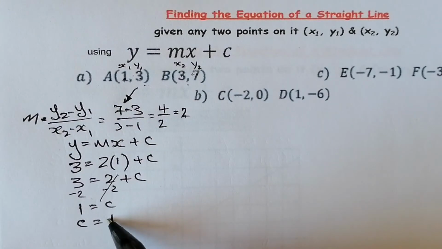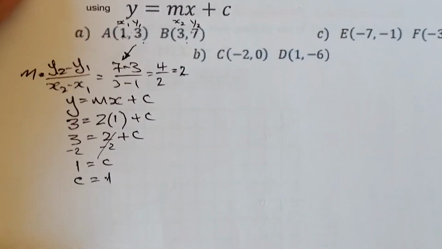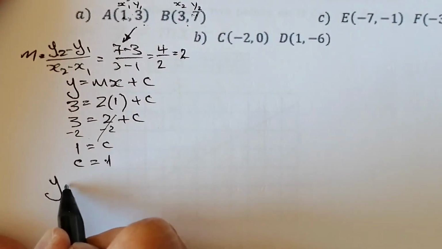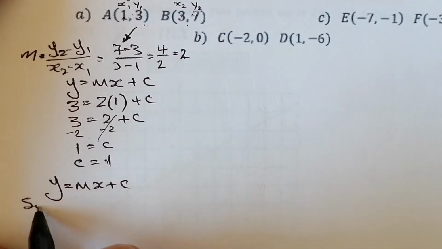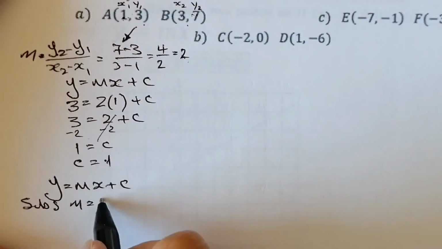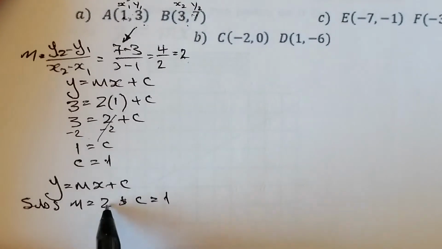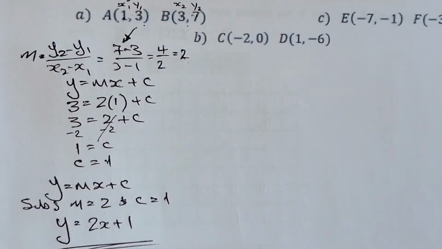I've got the c value, the y-intercept, I've got the gradient, and I'll just put them together in y equals mx plus c, the equation of a straight line. So y equals mx plus c, and what we're doing is we're substituting the gradient, which is equal to 2 that we worked out, and the c value, which is equal to 1. So let's go and do that just now. So y is equal to 2x plus 1. And that's all we do for that type of work there.